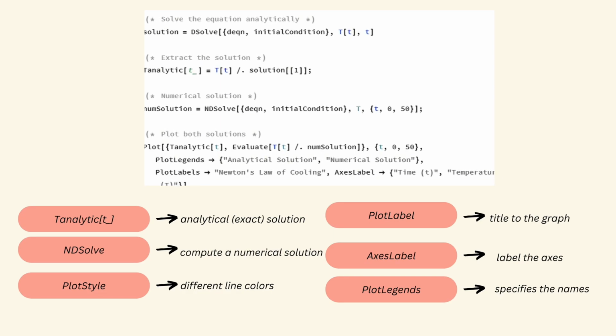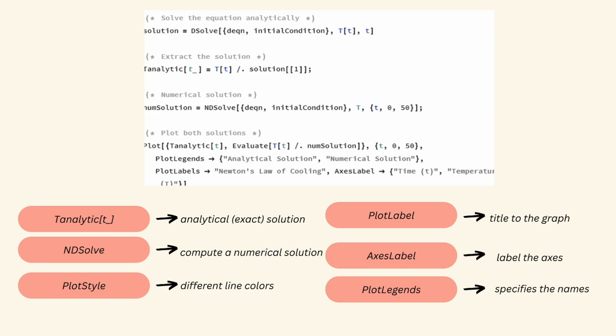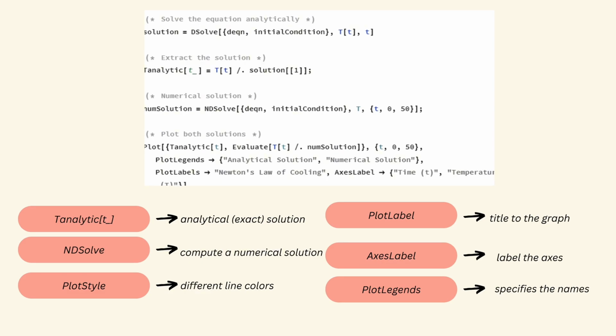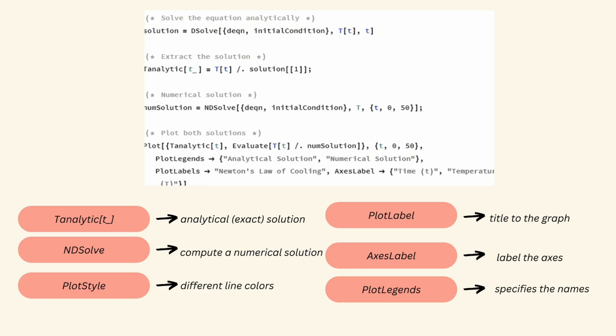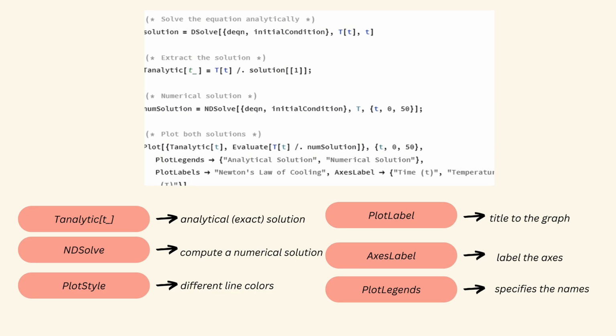Finally, we plot both the analytical and numerical solutions on the same graph. The PlotStyle option is used to differentiate the two solutions with different line styles or colors for clarity. In our graph, the blue line represents the analytical solution, while the orange line represents the numerical solution.